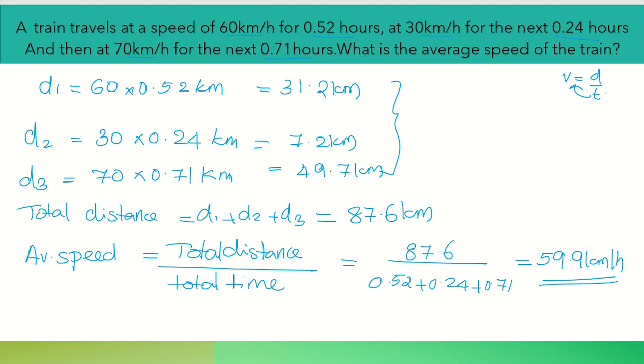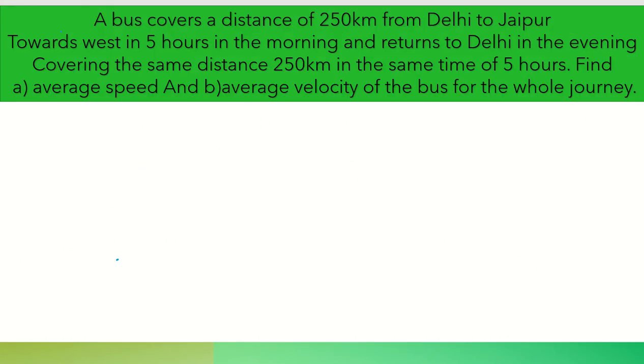First, we calculated the total distance from the values given. They didn't give the distance directly. They just gave the speed and time. So we calculated the distance, and time is already given. So we just calculated the total distance by total time. So we got the average speed. Now, another thing which is related with the average speed and average velocity.